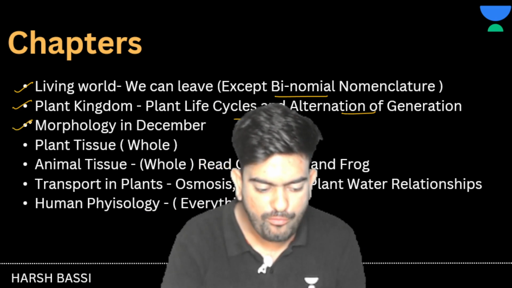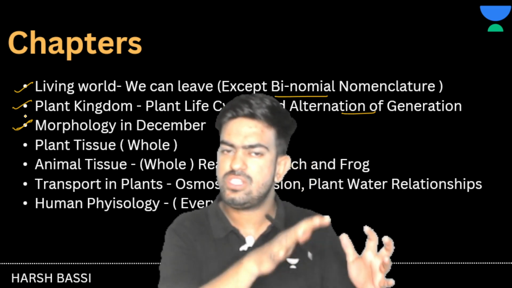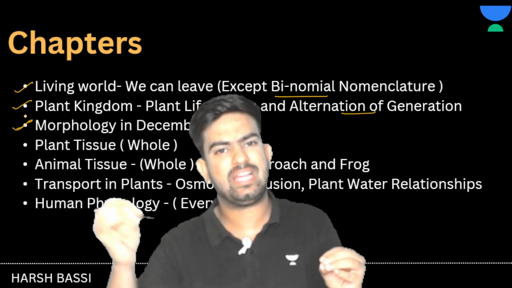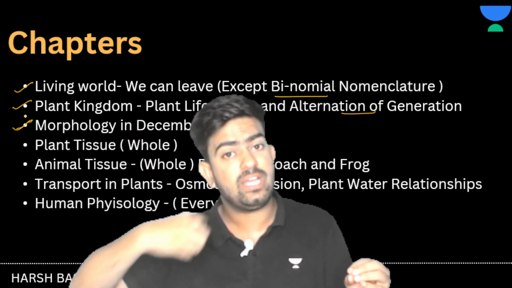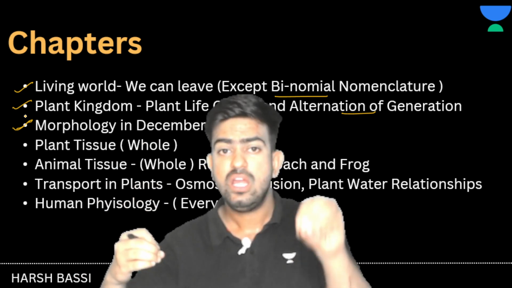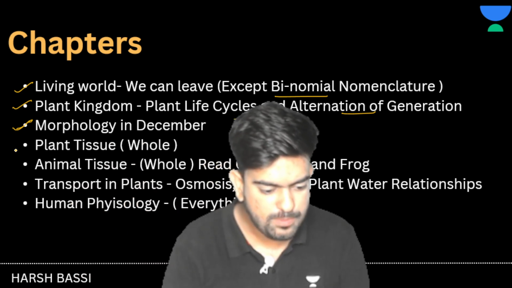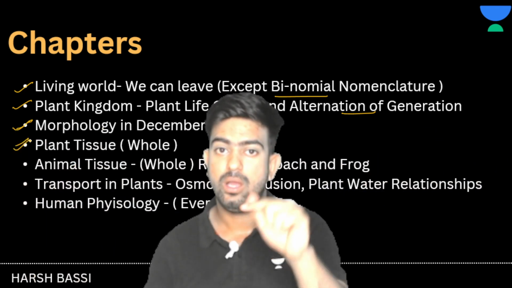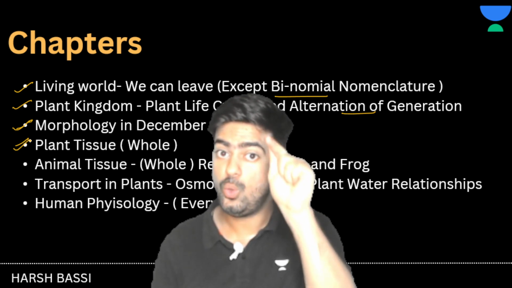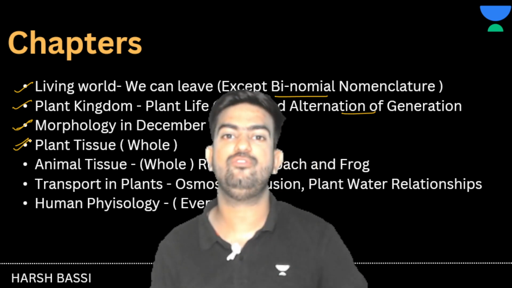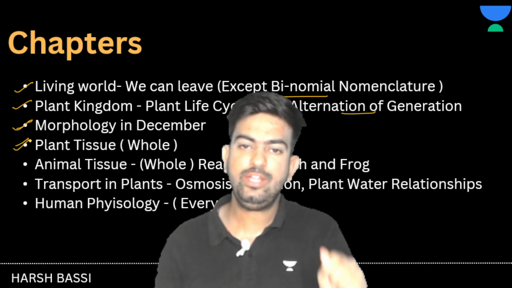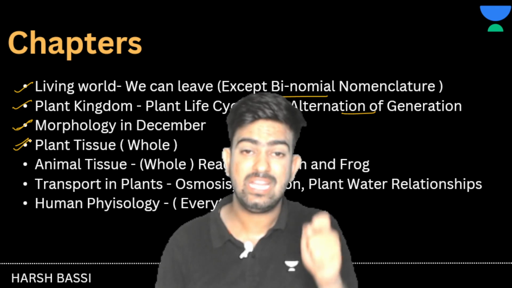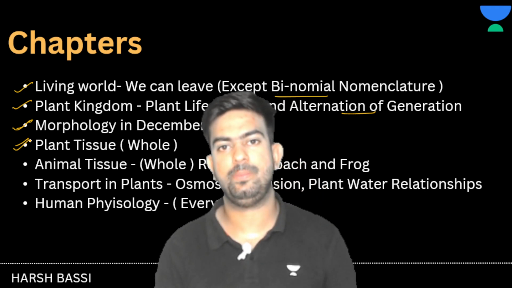Next, we have morphology. Whatever things are deleted in morphology can be studied in December, because this chapter just requires some revision. So we can do this chapter after December. Next, plant tissue. So many things are deleted in plant tissue. Remember, in this chapter you don't have to leave a single line from NCERT. If you are not going to do this, you are not going to score well. You will not be able to answer the simplest question from this chapter.